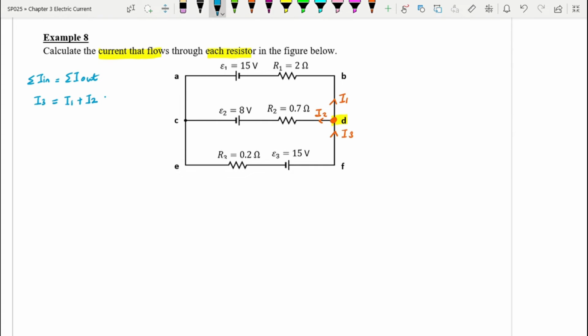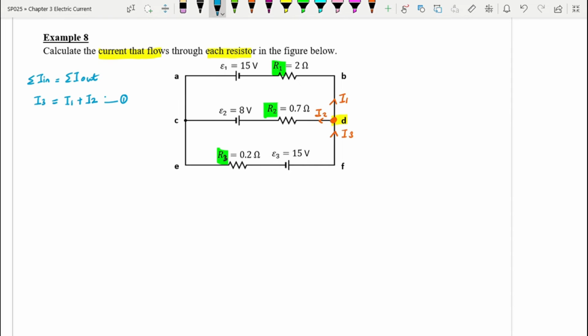Kenapa saya labelkan I1, I2, I3 ni, sebenarnya saya tengok pada R yang dilabel kat sini. R1, so dapat I1, R2 dia akan dapat I2, R3 kat sini dia akan dapat I3. So labeling tu jadi lebih senang. Okay, so sebenarnya tak ada masalah pun. Kita dah buat equation yang pertama. So kita label as 1.